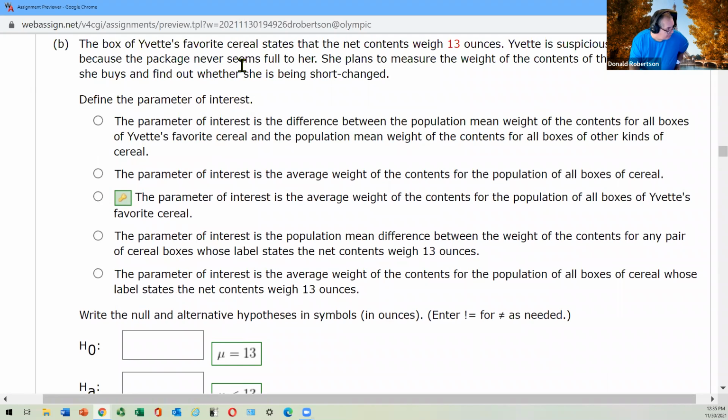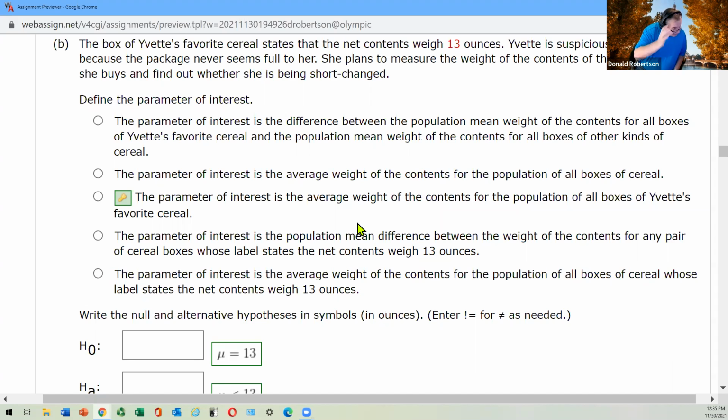Now, a box of Yvette's favourite cereal states that the contents are 13 ounces. She is suspicious because her package never seems full to her. So she plans to measure the weight of the contents of the next 30 boxes she buys. And let's see what we're interested in.